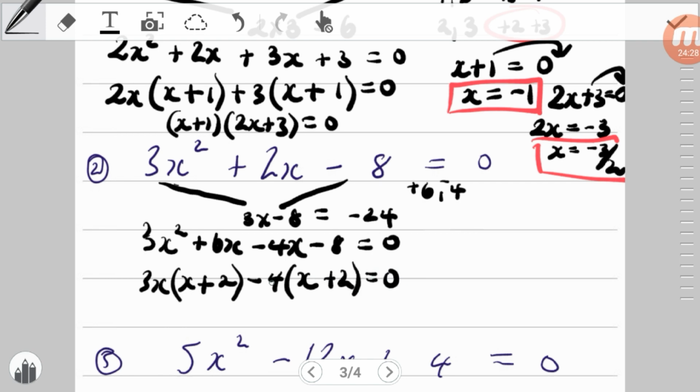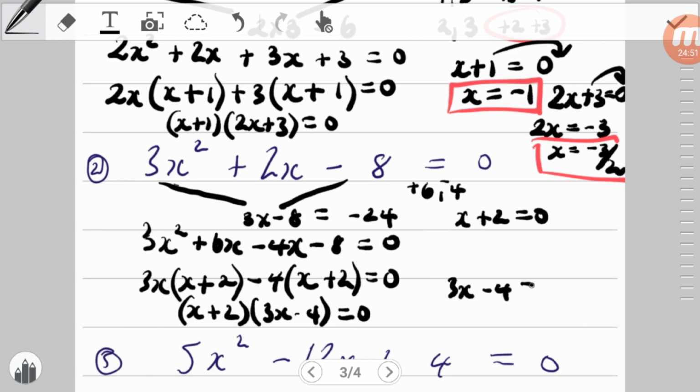That's equal to 0. So naturally now we end up with a pair of factors, x plus 2, which is common, and we end up with 3x minus 4, and that is also equated to 0. So we end up with two binomial expressions being multiplied, and they're also equated to 0. So one of them is going to be that x plus 2 is equal to 0, and 3x minus 4 is equal to 0.